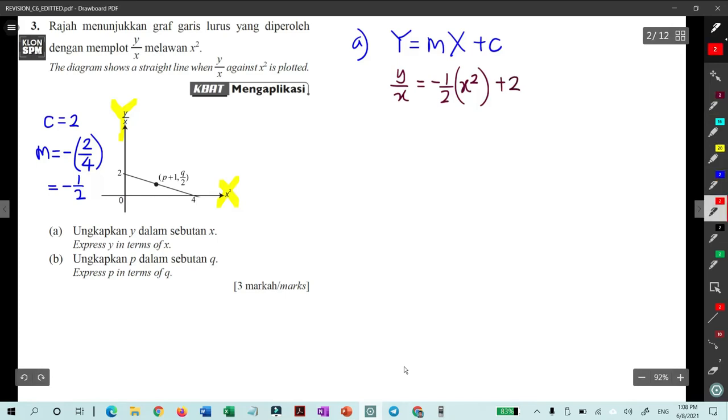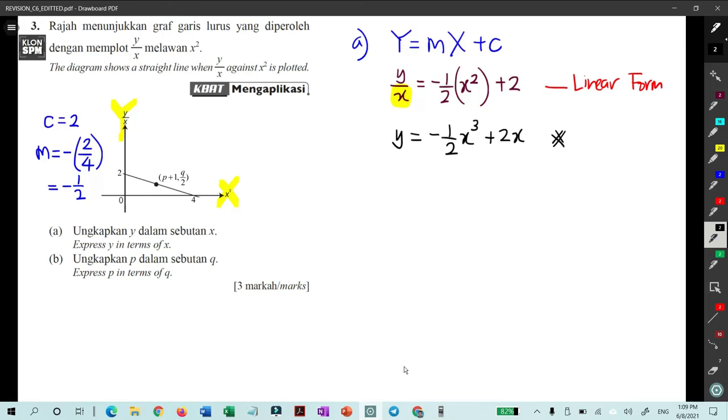So remember, this equation is in linear form. Now we're going to change this to non-linear form, and don't forget we have to express y in terms of x. Once you express y in terms of x, it has already become the non-linear form. So how to express y in terms of x? We just need to multiply the whole equation by x, or in other words, we just transfer this x from the left hand side to the right hand side. So y is equal to negative 1 over 2, and when you multiply by x, it will become x cubed, plus 2 times x, so we get 2x. Done.